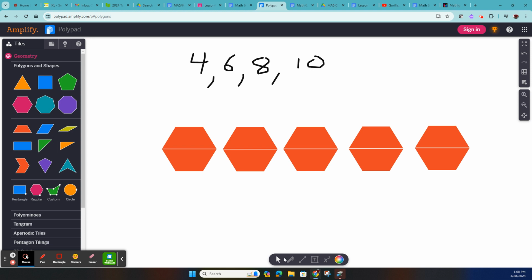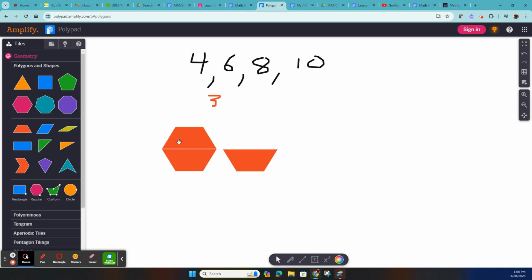But as soon as I have an odd number, like 3, what would that look like? Well, now I've got 1, 2, 3. I know I'm going to end up with a half all on its lonesome because it's an odd number. Same thing with the number 5.